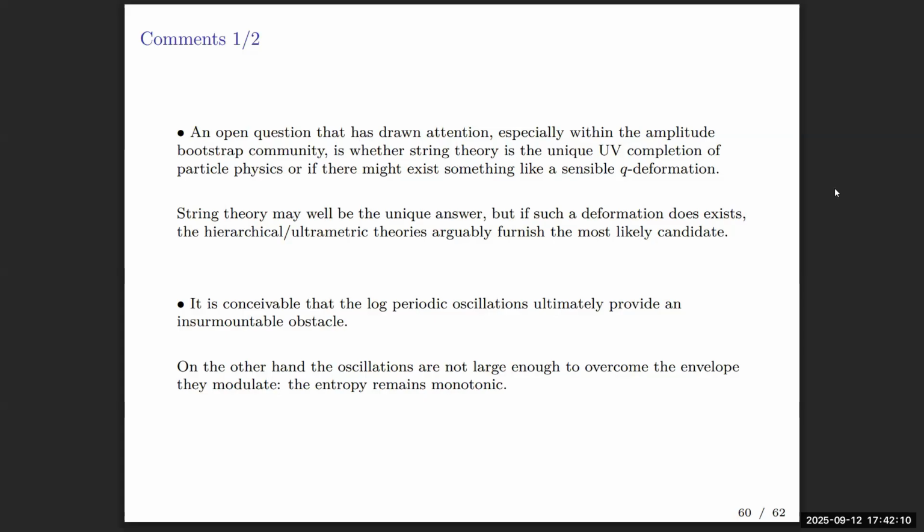And then there were these log periodic fluctuations. It is possible that they ultimately indicate a sickness, an insurmountable obstacle to actually seeing these kinds of systems in nature or in a lab. It's possible, but let me just point out that the oscillations are not so large, right? The oscillations, of course, go up and down, but they multiply the free energy that has the overall envelope, this overall 1 over beta squared envelope. So my point is that if you look at the free energy, or the entropy, it is a monotonic function still. There are fluctuations, but they're not strong enough to overcome the monotonic behavior of the envelope that it multiplies.